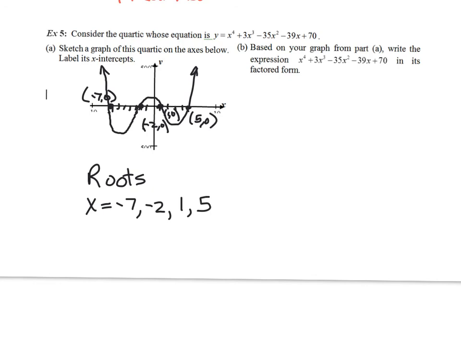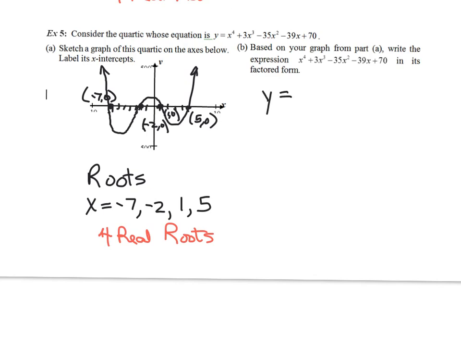So take a look at your graph and see if your graph matched mine. I got this quartic function, and that again looks like a W graph. The roots for this are negative 7, 0, negative 2, 0, 1, 0, and 5, 0. So I've listed down these roots, and I see that in this case I have 4 real roots. Let's finish this example off by going ahead and writing this in factored form.